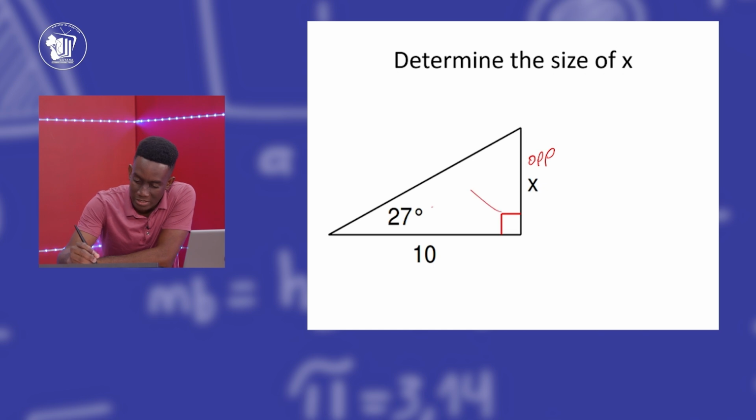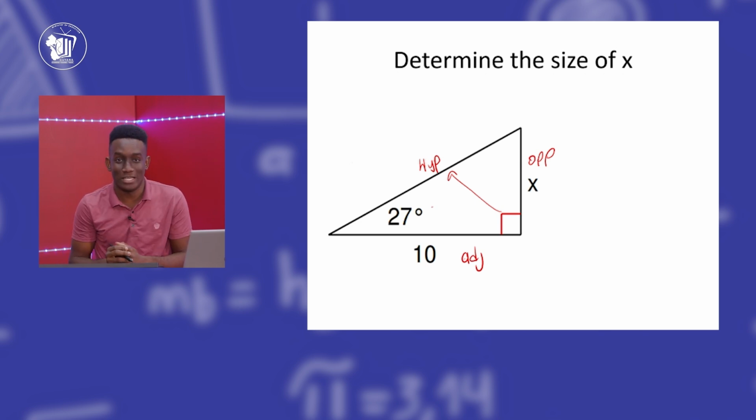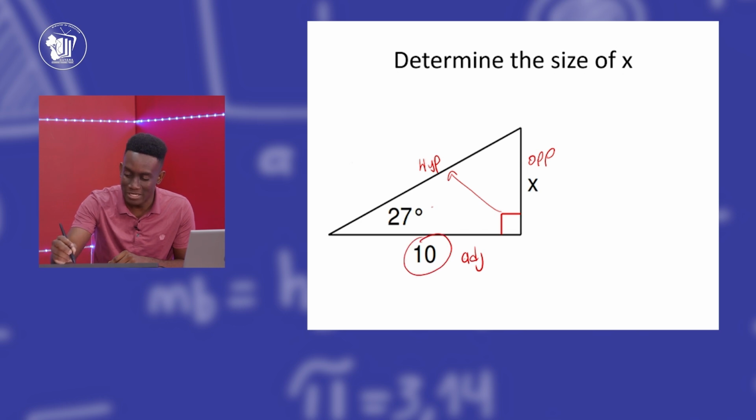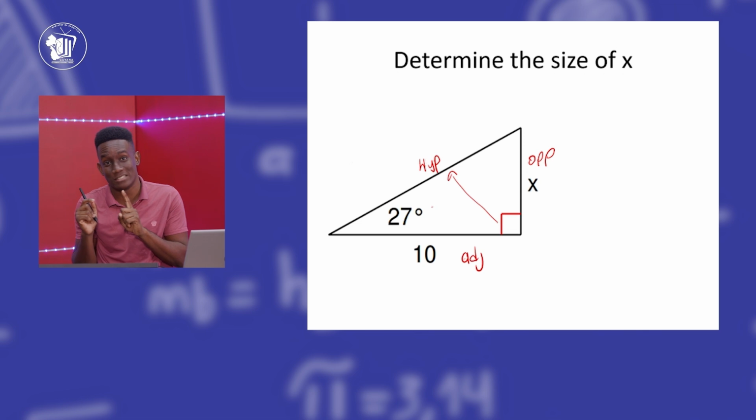And then we see here would be the hypotenuse. And then we see the remaining side would be the adjacent side. So we see we are given the adjacent and we want to find the opposite. So we look at the trig ratios and we see which one of the trig ratios has the adjacent and the opposite. As long as a trig ratio has that combination, we use that trig ratio.